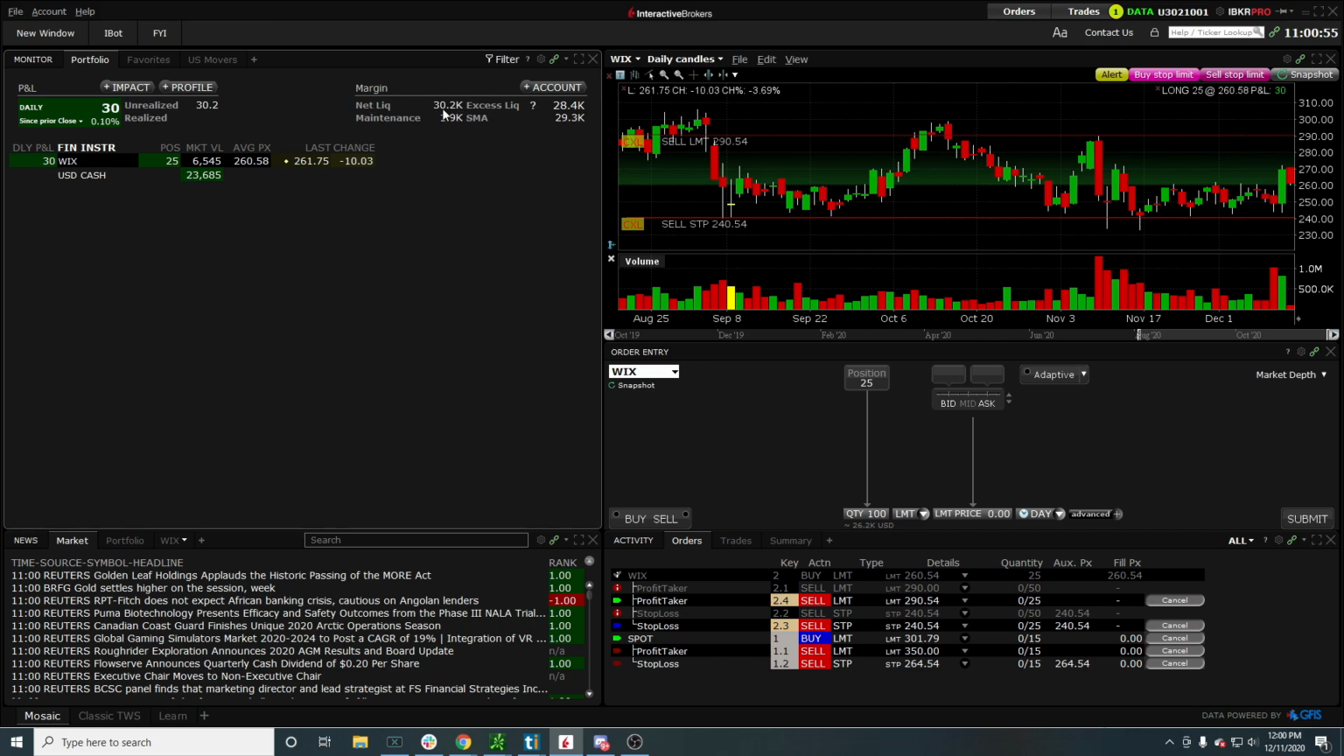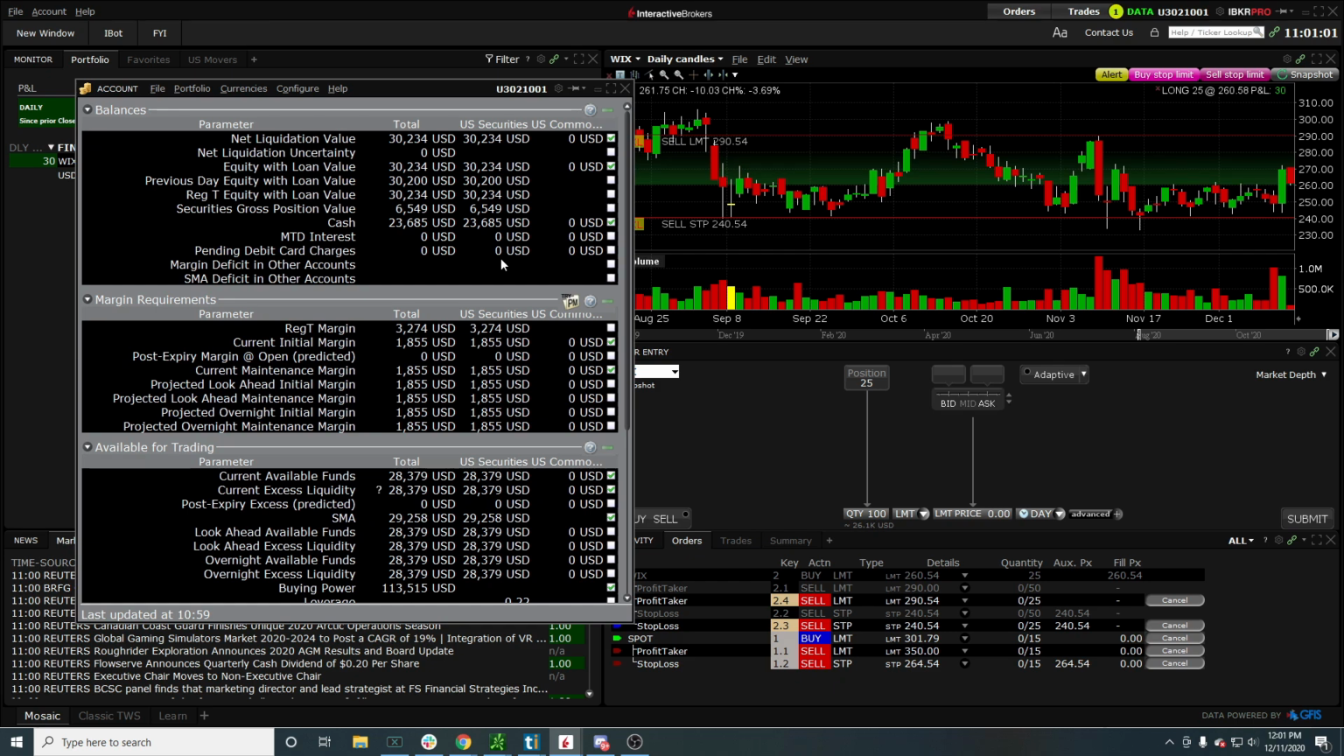First, you can see net liquidity, 30,200. Again, these are rounded. If we click on this account button here, it'll pop up this balance, margin requirements, available for trading. You can see net liquidation value. If I sold everything in the account, which is only 25 shares of Wix at the moment for that particular swing trade, it would be $30,234 USD. It doesn't have cents on here, so it would round.